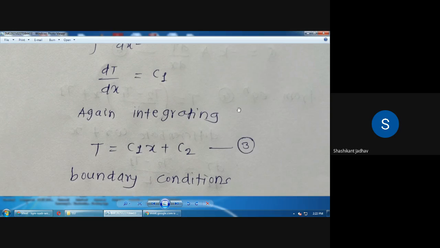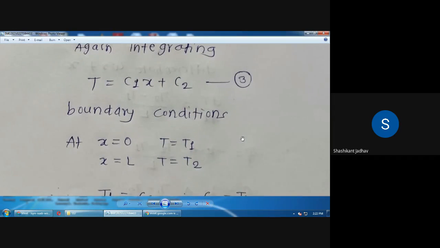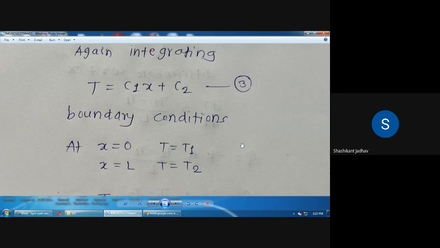Okay, so write down the boundary conditions. Boundary conditions: at x is equal to 0, T is equal to T1, and at x is equal to L, T is equal to T2. From this plane wall diagram we get the boundary conditions. When x is equal to 0, then T is equal to T1, and if x is equal to L, then T is equal to T2. Okay, so put these boundary conditions into equation number 3 and find out the values of C1 and C2. Tell me the values of C1 and C2.